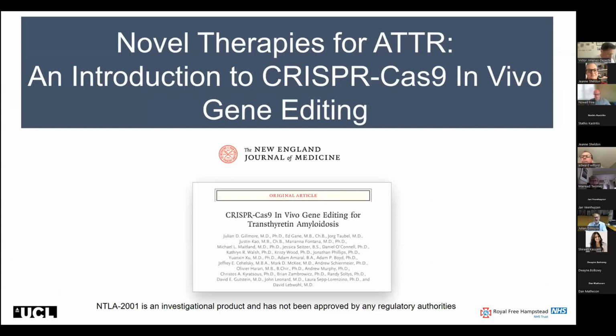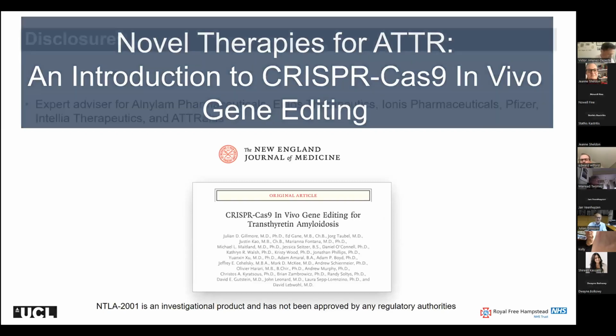So I'm going to present the interim data from the first in-human trial of an in vivo CRISPR-Cas9 based gene editing therapy, NTLA 2.01, designed to edit the TTR gene in patients with transthyretin amyloidosis. And I think it's worth saying that this is the first time that any human has been given in vivo gene editing therapy.